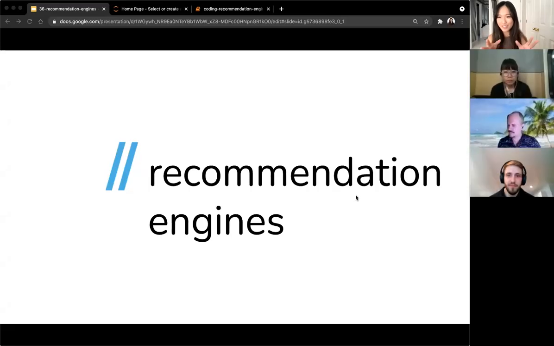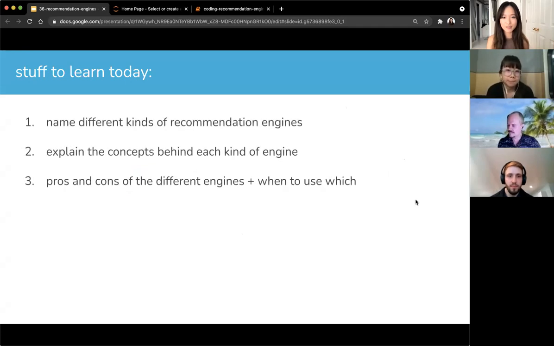Cool. So today, as y'all can see, we're going to be talking about recommendation engines. I made this a while back. I feel like I was still like a kid back then, so it's very childish fun. But anyways, today we're going to talk through three main kinds of recommendation engines, talk about the concepts behind each one, talk about pros and cons, and perhaps when we're going to use which.